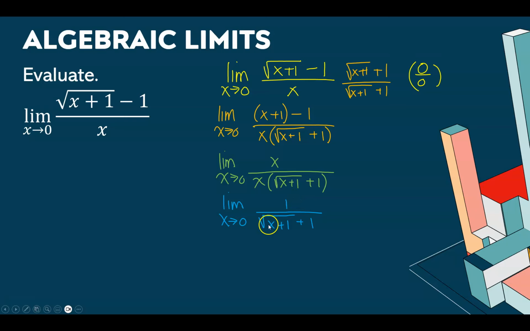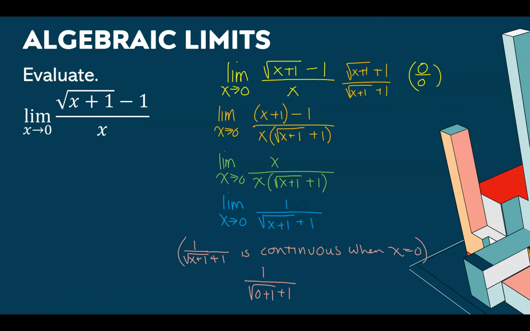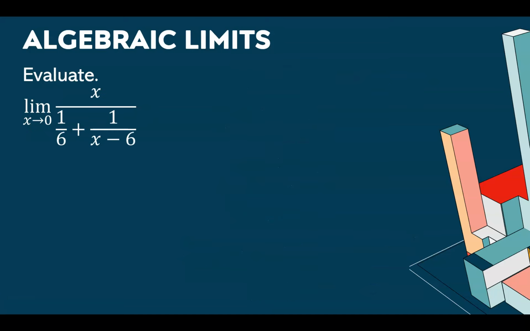Now 1 over the square root of x plus 1, that is continuous at 0. So we can just substitute and get 1 over 2. Oh, I guess I didn't simplify. But I don't know, you don't really have to simplify anyways. All right, let's see. Do we need some more examples? Yeah, I think so, just to practice the algebra.